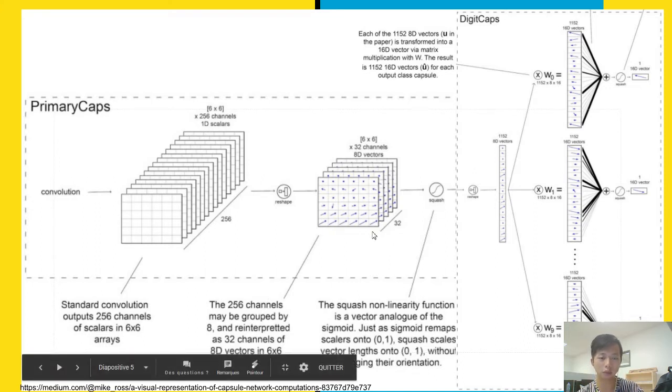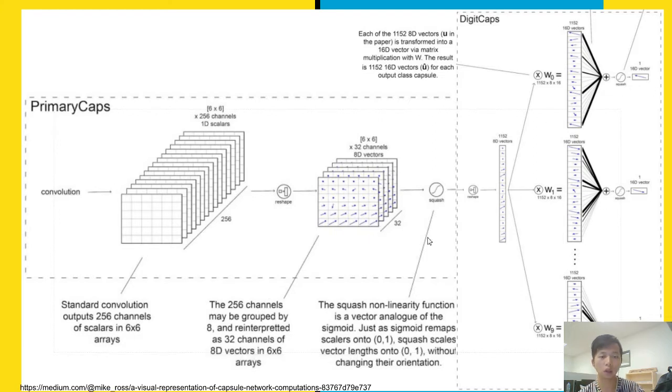Firstly, the vectorized output here and here can be seen as a coordinate frame, which will include the information like location, orientation, texture, etc. And the length of the vector is the probability that this entity exists or not.